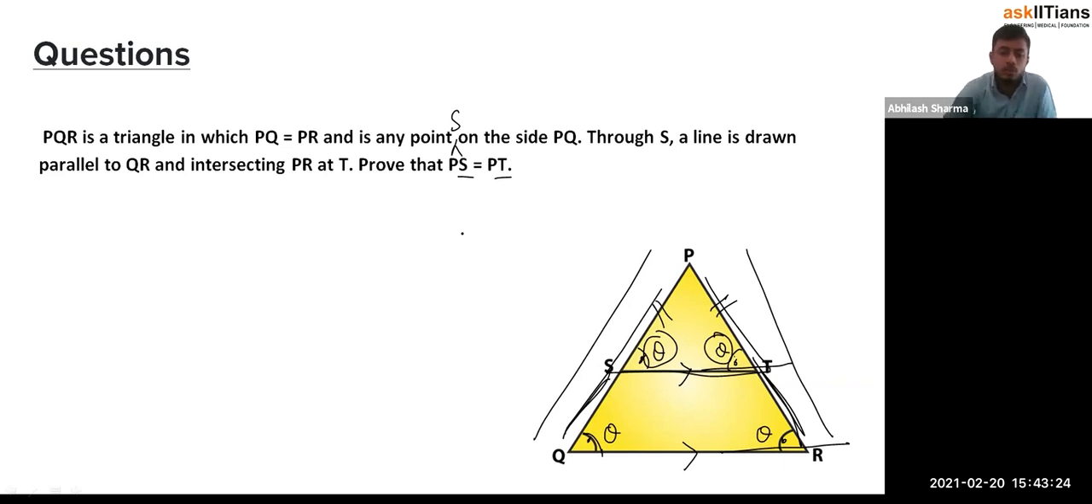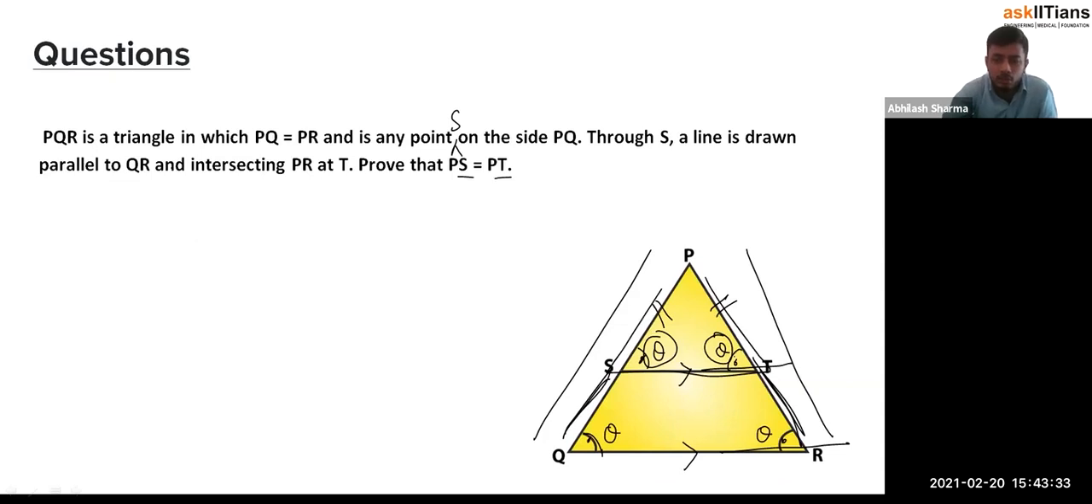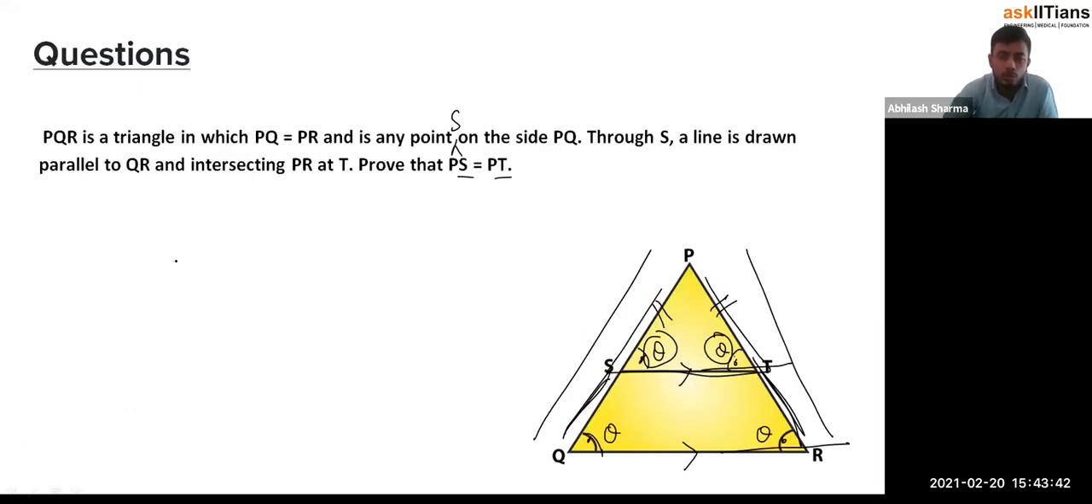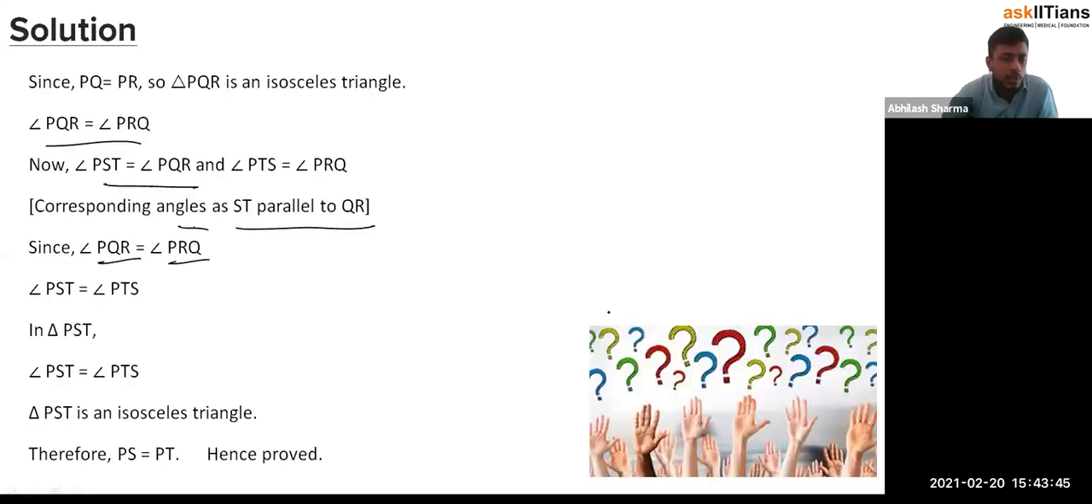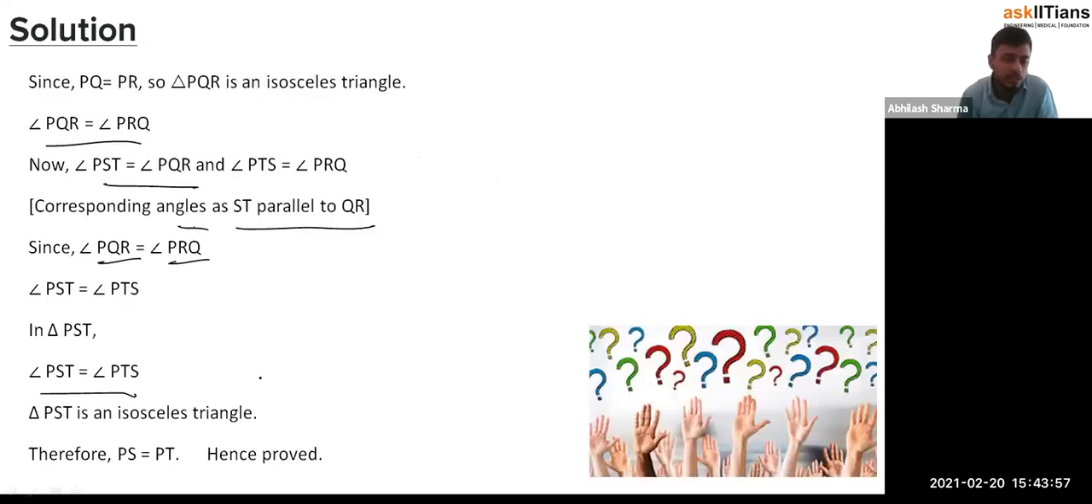Okay. So let us have a look at the solution as well. Exactly the same solution we are having, that these two angles will be same. So that's what we did. We assumed them to be theta. Now corresponding angles are equal because these are parallel. So that's what we wrote. So PQR, PRQ. Okay, just a second. PST, PTS are equal, and that's what we have arrived at. PST and PTS angle both are theta. Hence, this will be an isosceles triangle. So the opposite side lengths will also be equal. Hence proved. Okay. So I hope this also is clear to everyone.